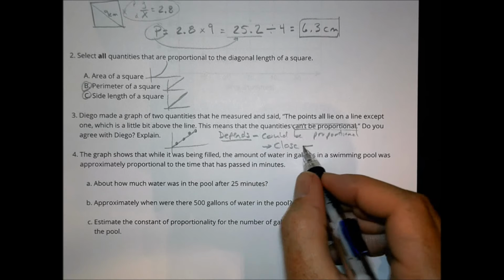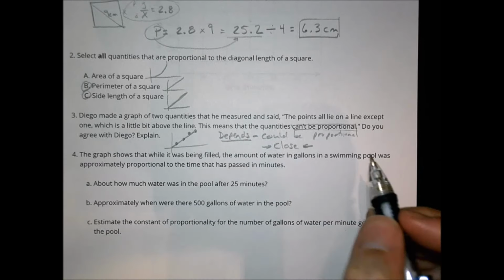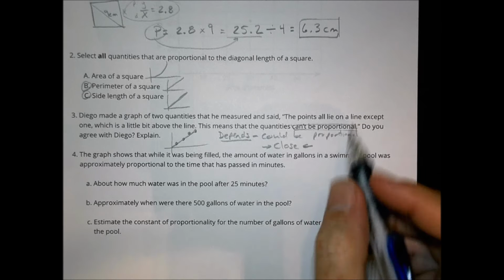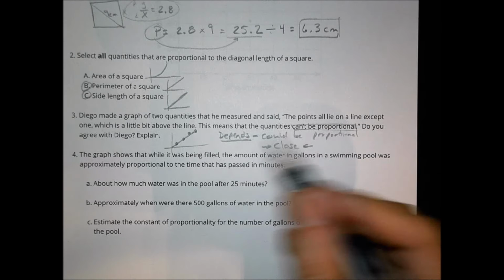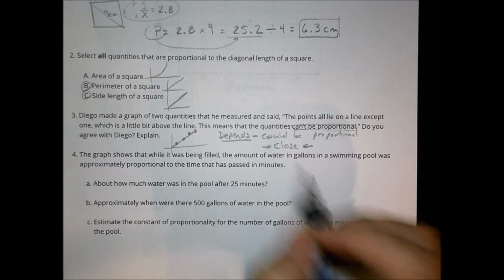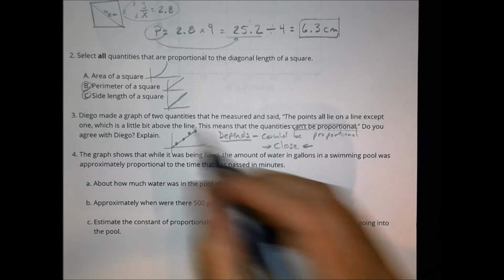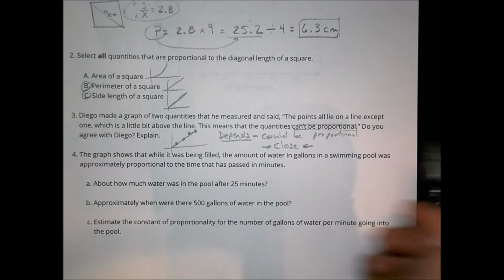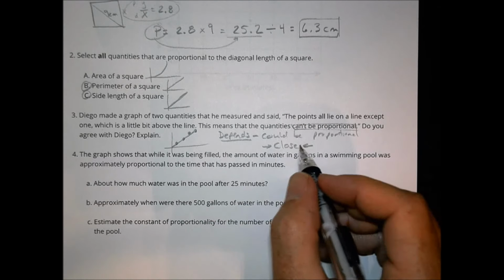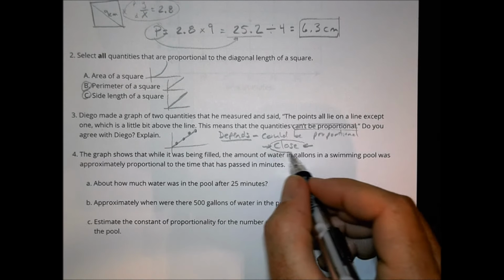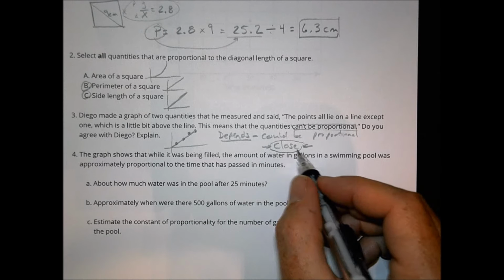It's really close to the line, which means there could just be an error in how he measured things. Maybe he didn't measure it accurately. Maybe his ruler slipped a little bit or something like that. He just had something off in his measurement calculations there. When you get something that's really close, we probably are going to say that it could be proportional.